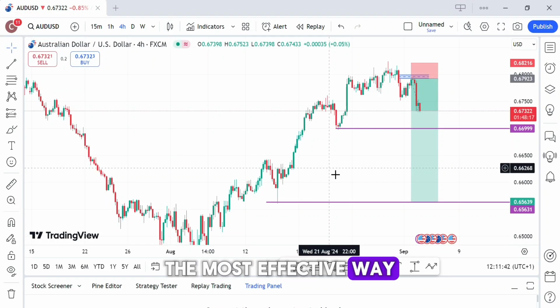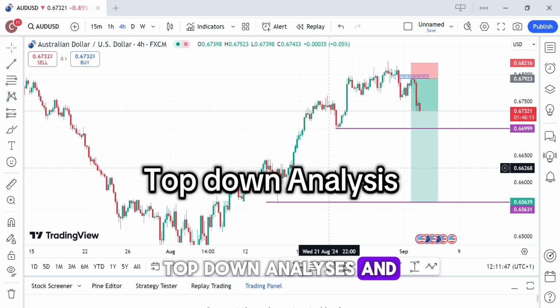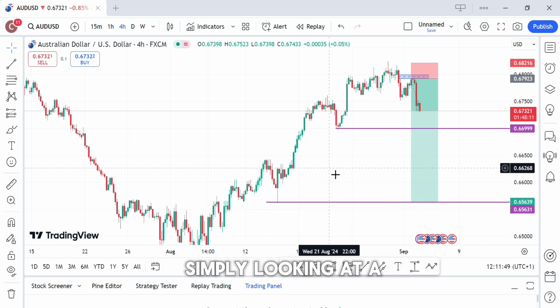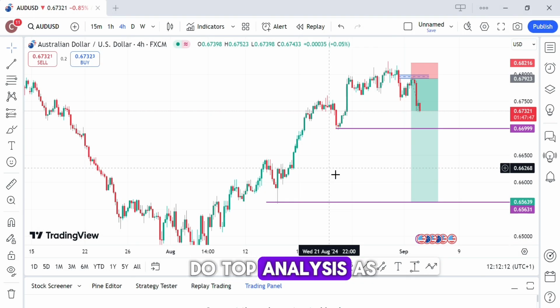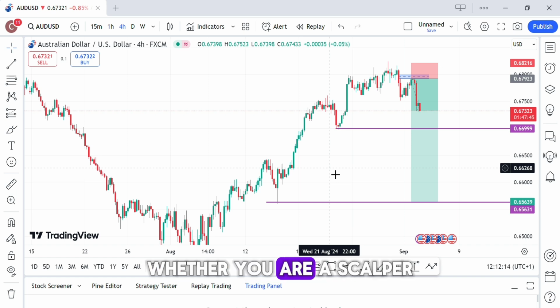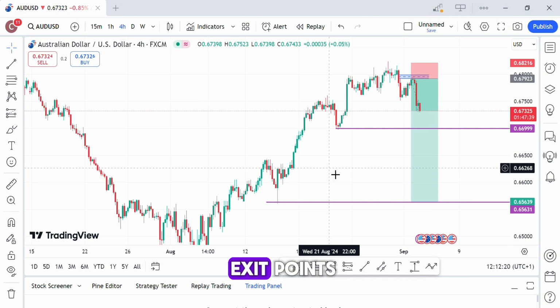The most effective way to analyze the market is through top-down analysis. Top-down analysis is simply looking at the big picture on the higher time frame and then scaling down to the lower time frame for entries. It is important you know how to do top-down analysis as a trader, whether you are a scalper, a day trader, or a swing trader, because it will help refine your entry and exit points.